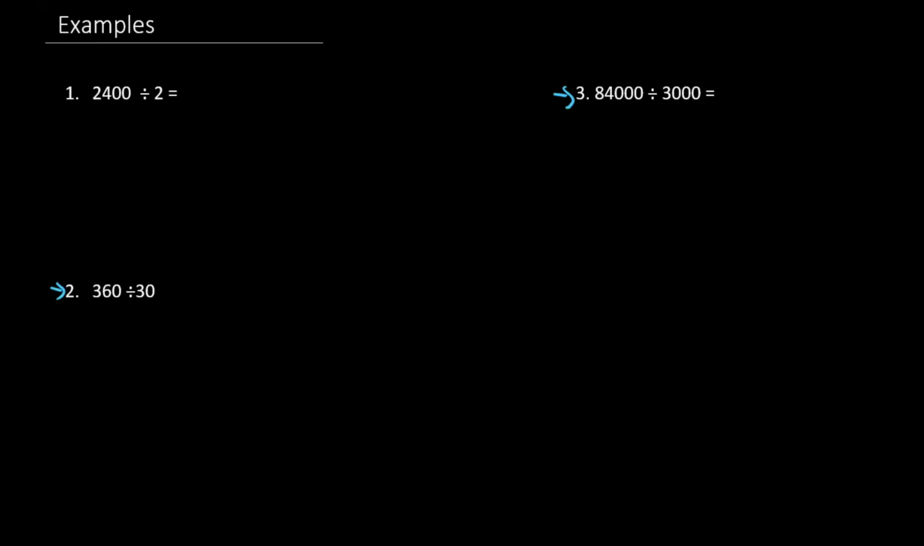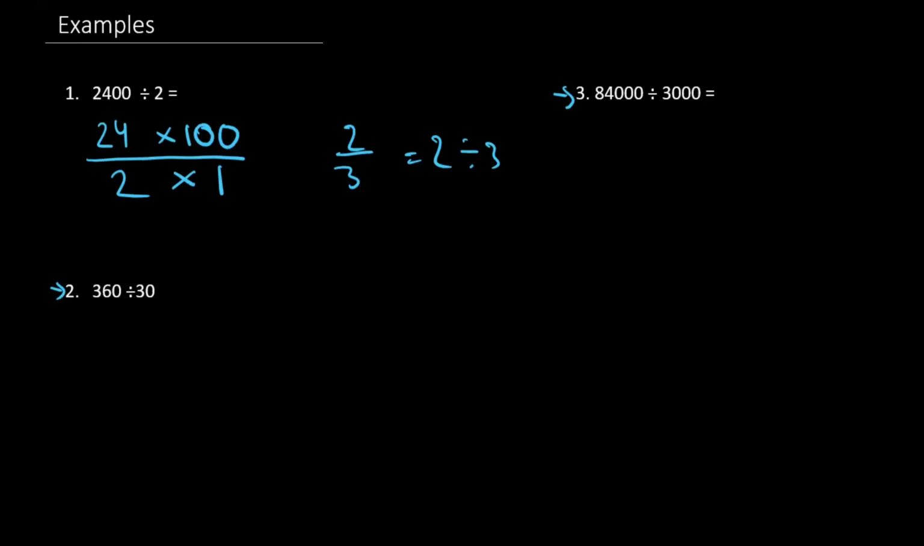So 2400 divided by 2. Let's simplify this. What does 2400 also equal? 2400 also equals 24 times 100. And 2 equals 2 times 1. Now, we're going to put a fraction bar like this, because 2 over 3 equals 2 divided by 3. That's why I'm putting the fraction bar. Okay, now all we do is simply simplify it.